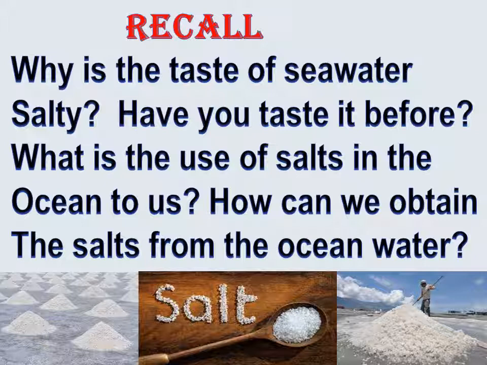How can we obtain it? Now children, you can see the third picture and the first picture. These are known as salt pans. So salts like this, they are made. Next, how can we obtain the salt from the ocean water? So salts we can get from salt pans.